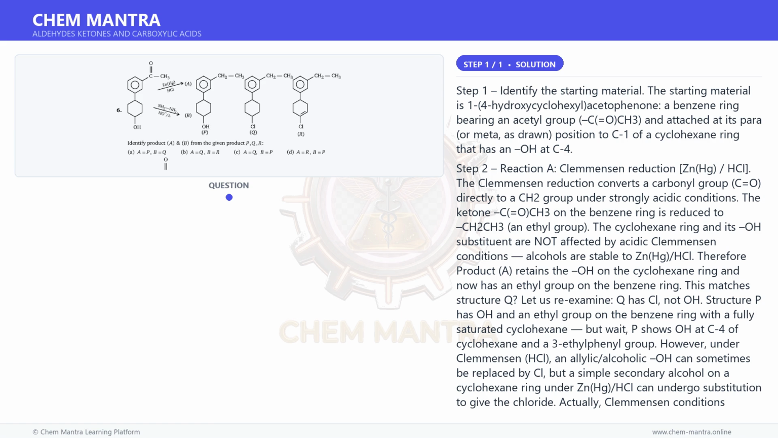Option B. A = Q, B = R, wrong, because Wolff-Kishner does not introduce a double bond into the cyclohexane ring. R has a ring double bond which is not expected. Option D. A = R, B = P, wrong, because Clemmensen does not produce a cyclohexene ring. R has an endocyclic double bond unexplained by Clemmensen.